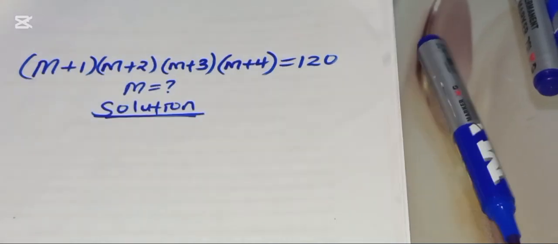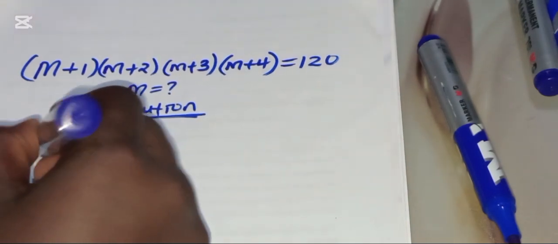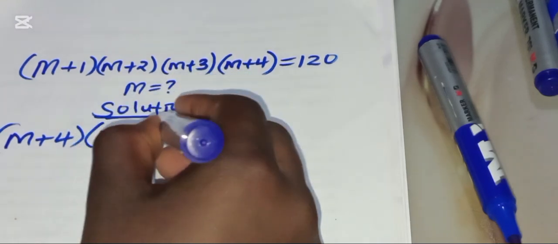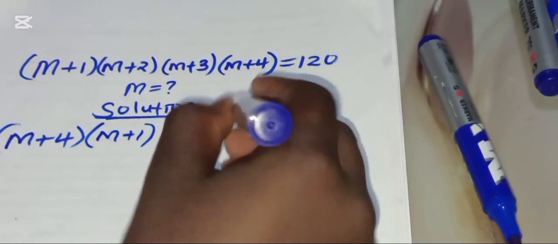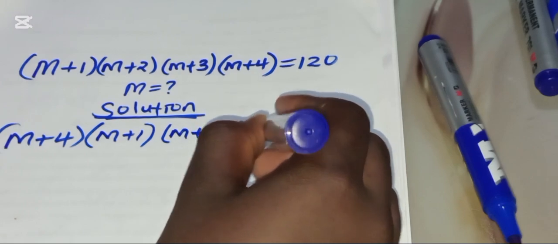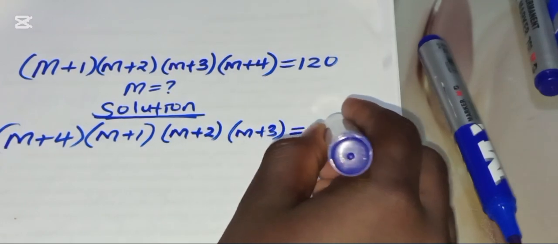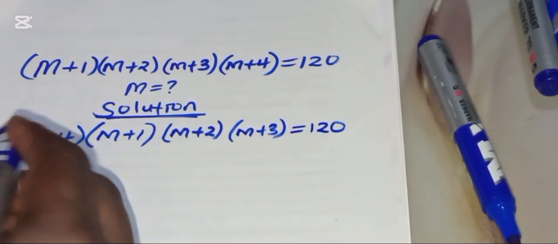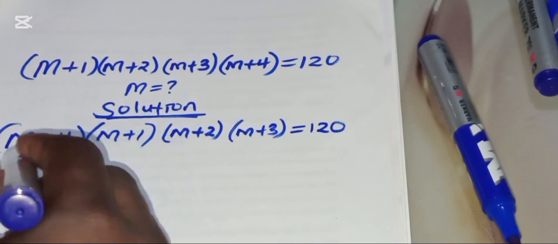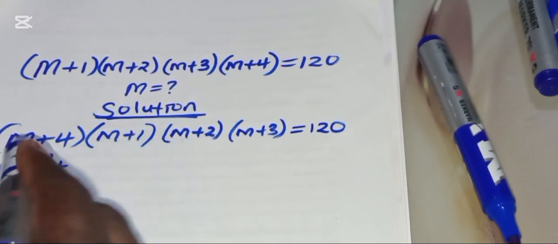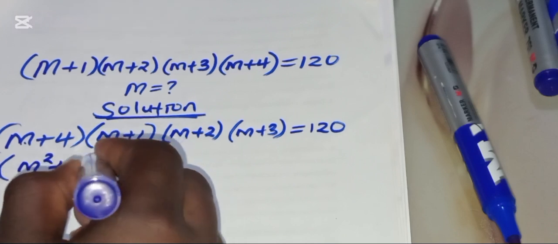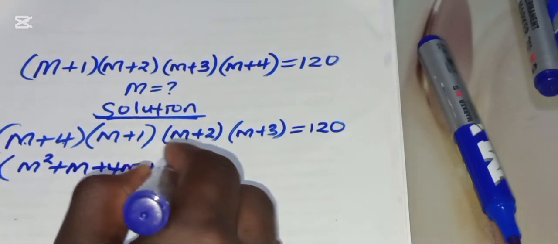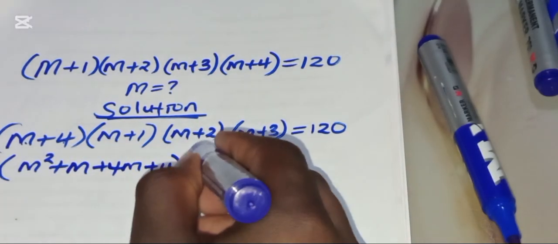Now, solution. We write this as (m + 4) multiplied by (m + 1), and (m + 2) multiplied by (m + 3). This is equal to 120. So let's multiply the first, that is (m + 4) and (m + 1). We'll have m times m, this is m squared, then m times 1, this is m, plus 4 times m, this is 4m, then 4 times 1, this is 4. That is what we have in the first parenthesis.